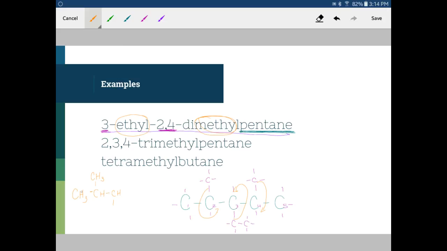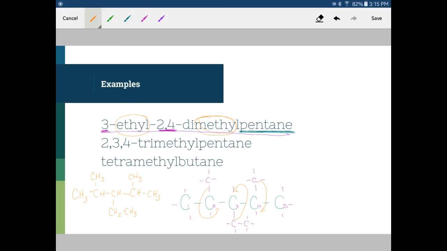So again, coming off my 3rd carbon, I have CH2 and then a CH3. That is my ethyl group. And then I have CH again with my CH3. And then I have CH3 at the end. So that's my condensed line, or my condensed structural formula, pardon me.